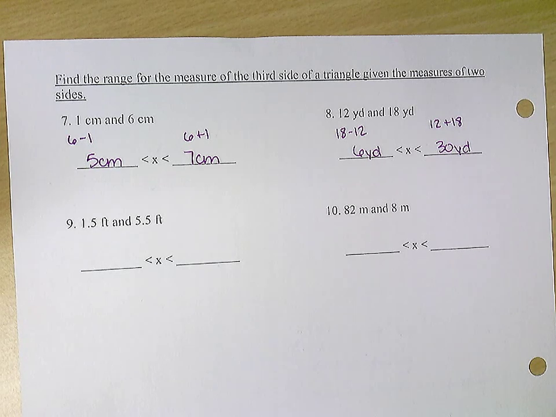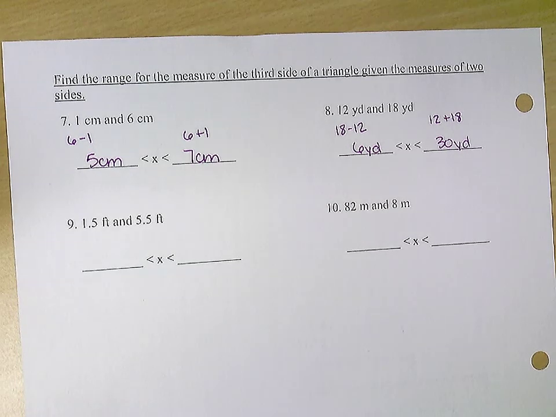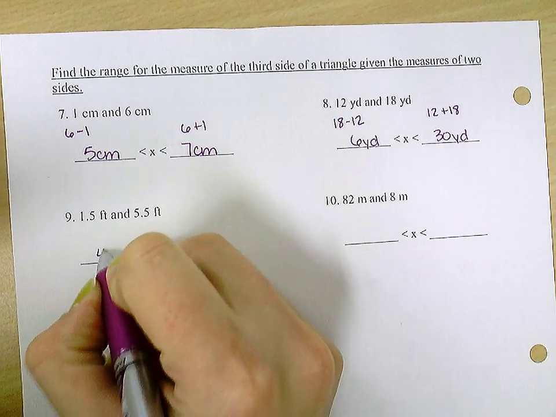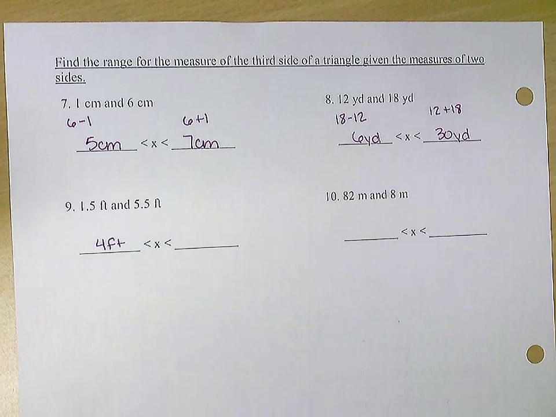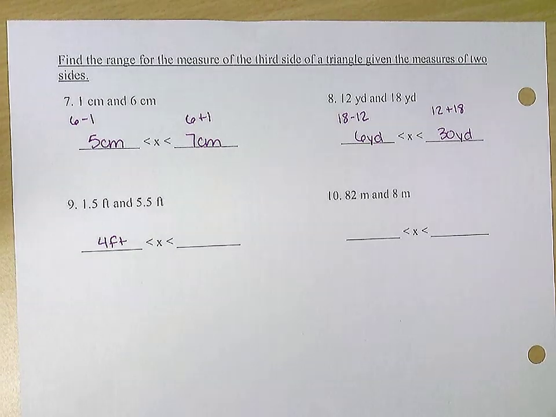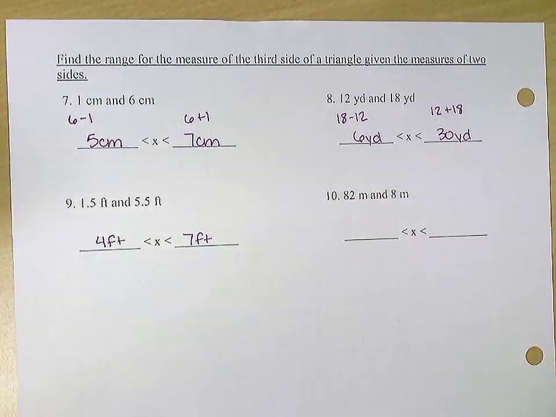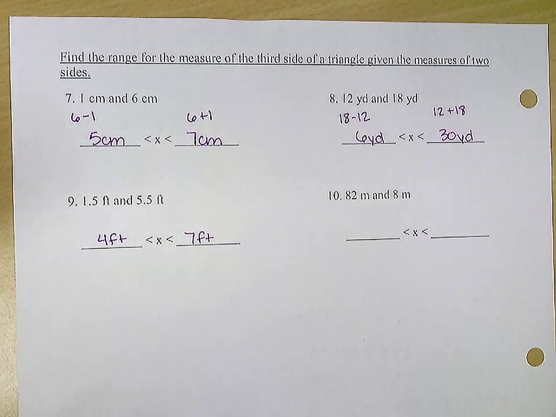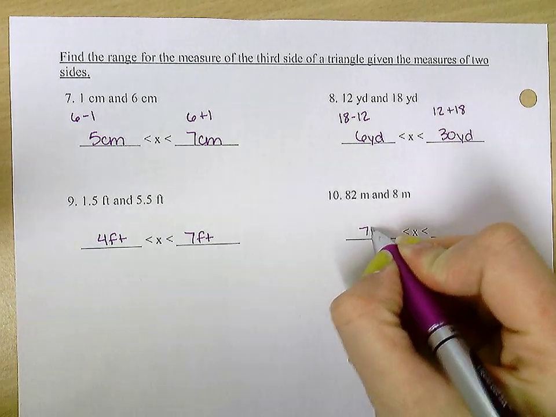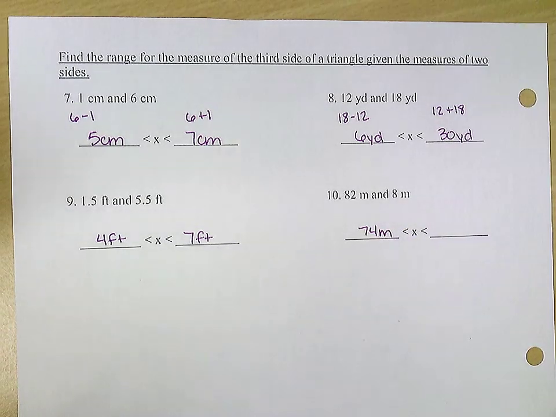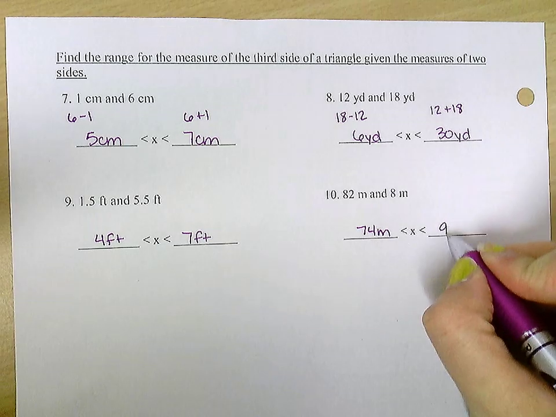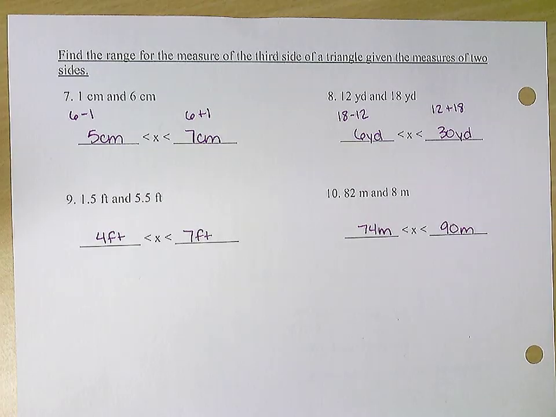All right, quiet quickly here, please. Okay, for number 9, your lower bound should be 4 feet. Guys, she said quiet for a reason. Your upper bound should be 7 feet. For number 10, your lower bound should be 74 meters. And your upper bound is 90 meters. Okay, questions on finding the range?